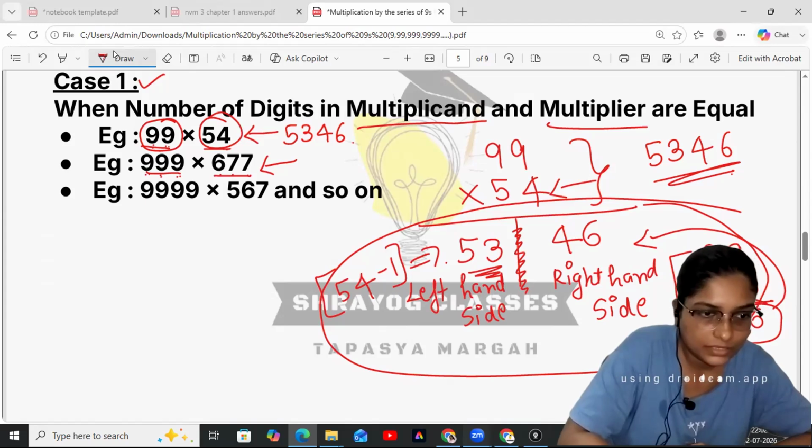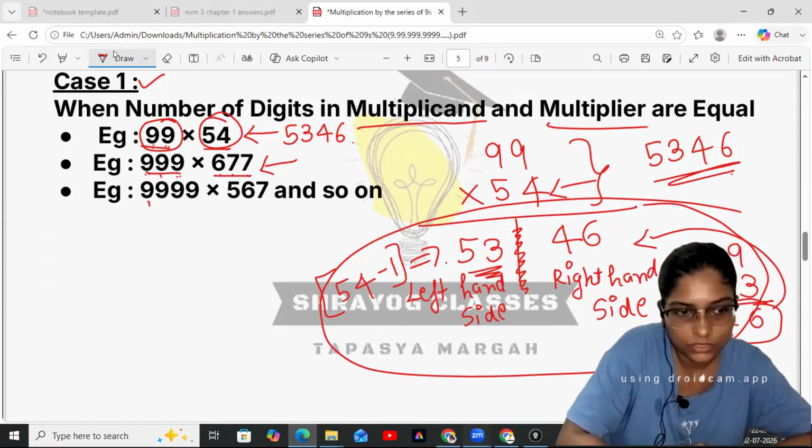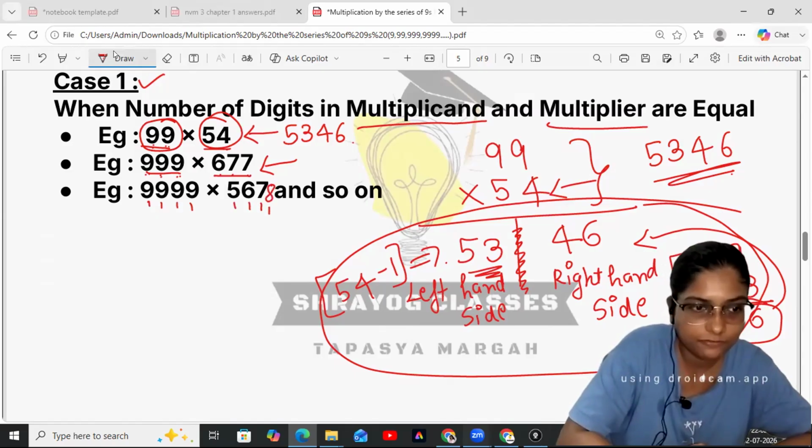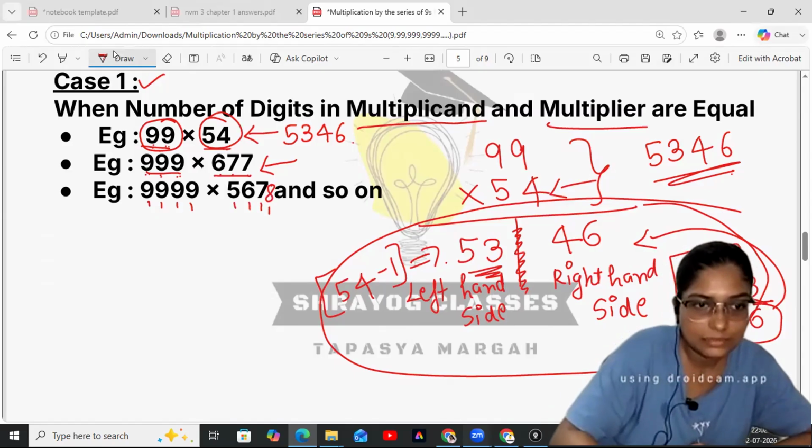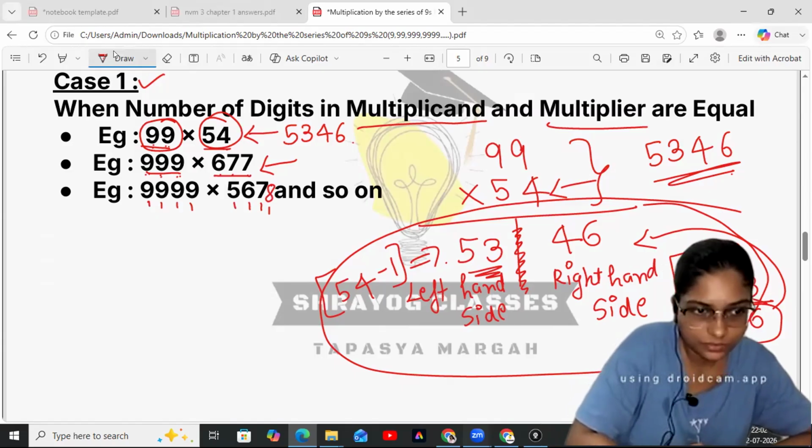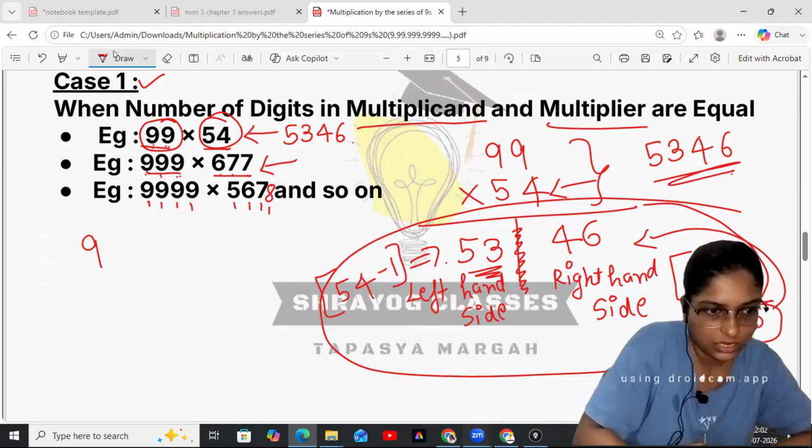In example 3, there is a typing mistake. There are 4 digits here and 3 digits. So just add 8 here and make it a 4-digit number. In this similar method, you can also solve the second question.